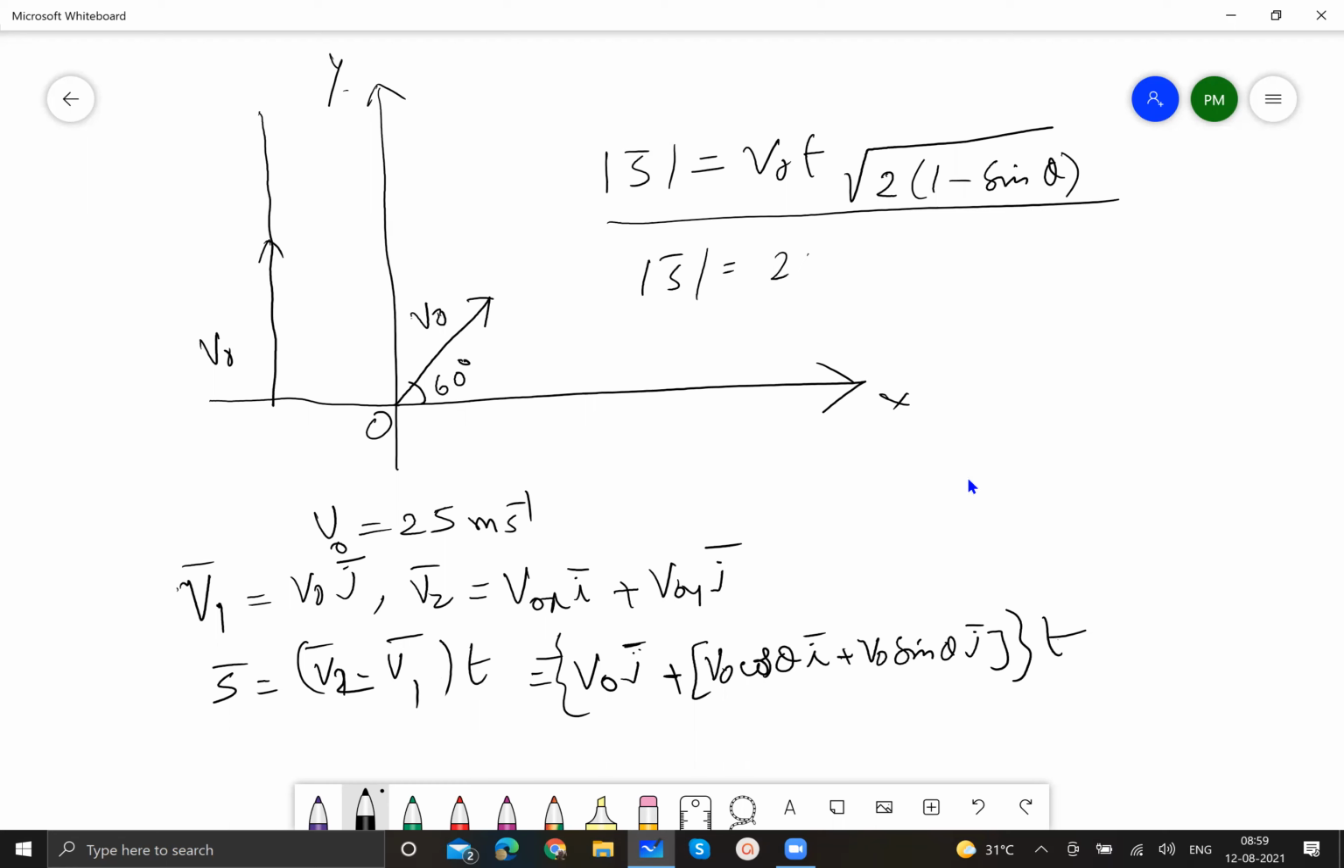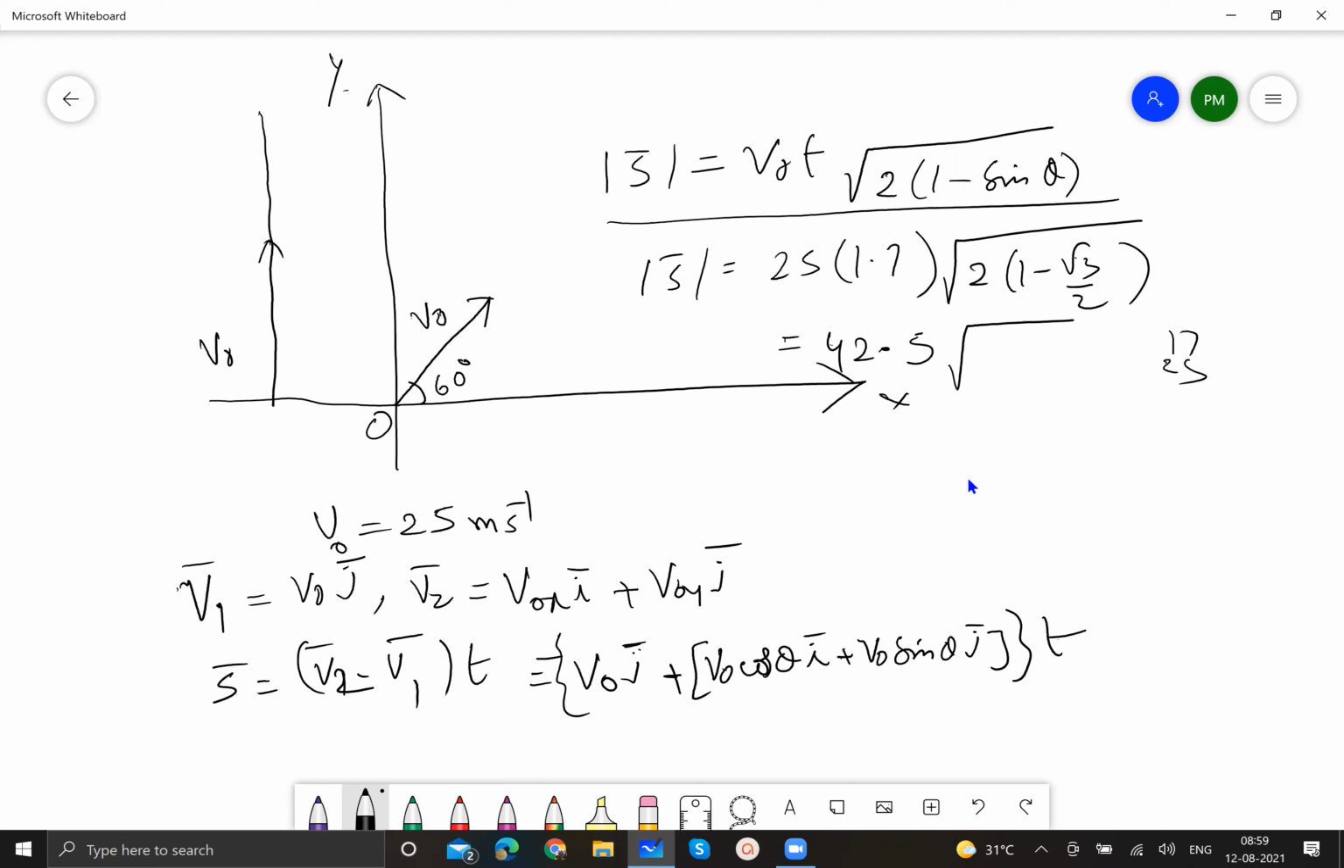So V naught is 25 into, I think, 1.7? Yes. Into root of 2 into 1 minus sin 60, root 3 by 2. So 25 sevens are 175, and 25 ones are 25. That gives 42.5 into root of 2 minus root 3. Please check. 2 minus 1.73. So this will nearly come out to be 22 meters.